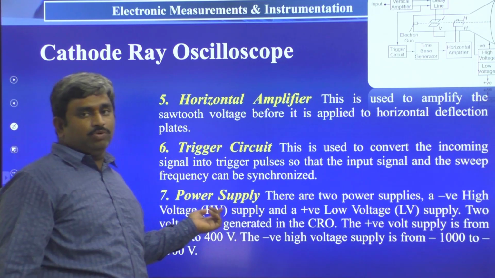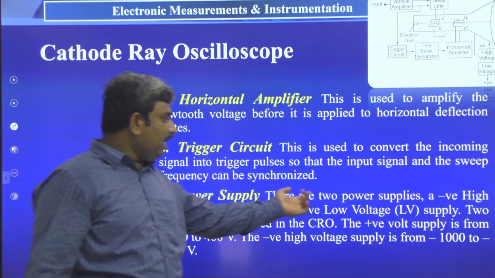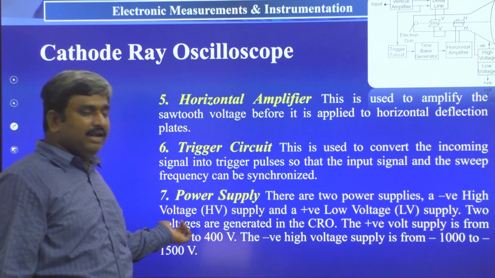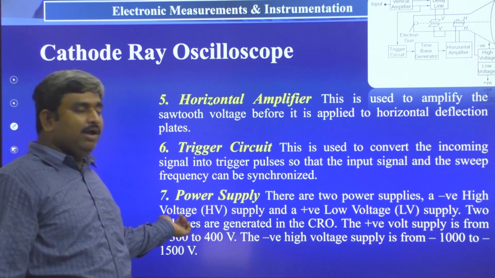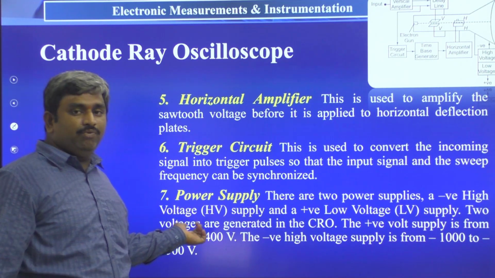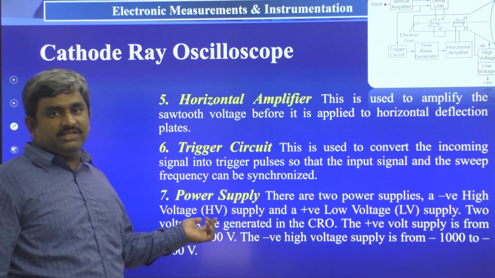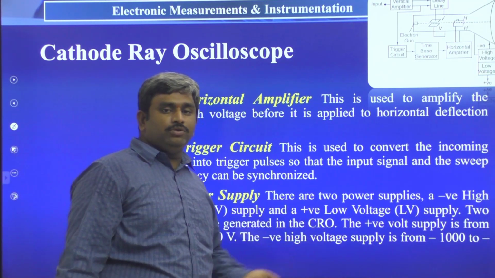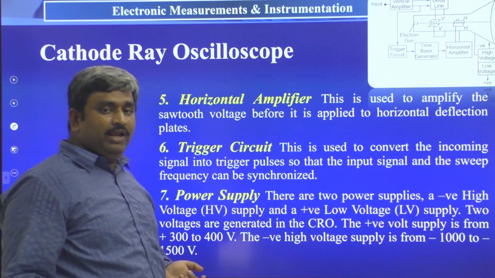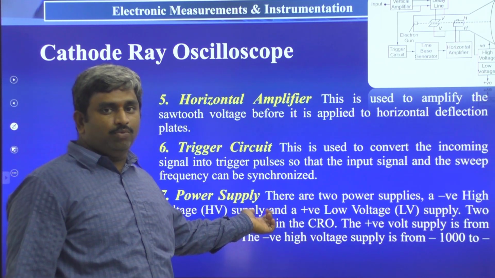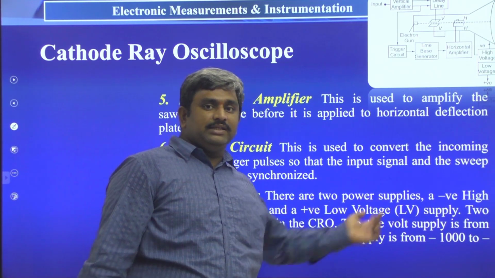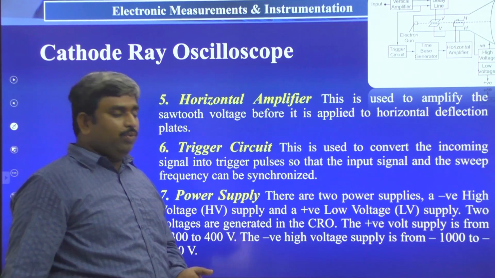Next, last and most important one, power supply. There are 2 types of power supplies available. One is the negative supply, the second one is the positive supply. With the negative supply, we generally use very high voltages, and coming to the positive supply, we use a very low level positive supply. It may be 6 volts DC or 10 volts DC or 50 volts DC. That is, a smaller amount of voltage is also used.